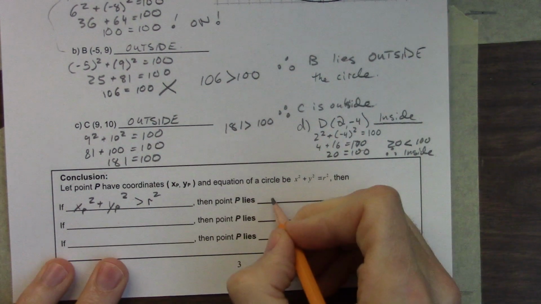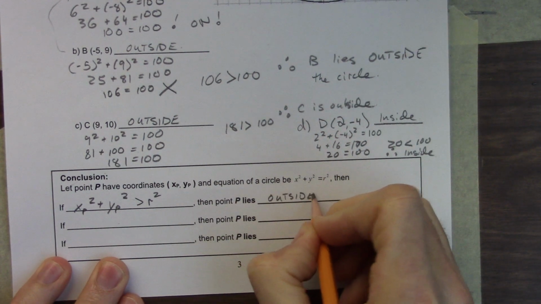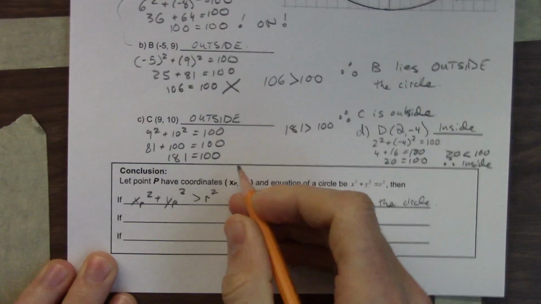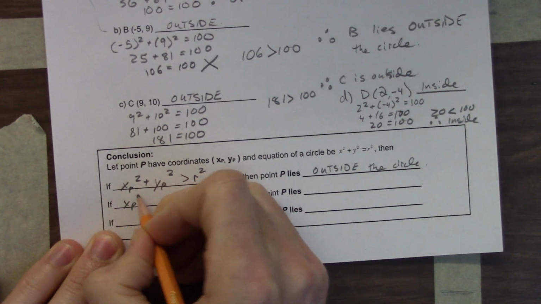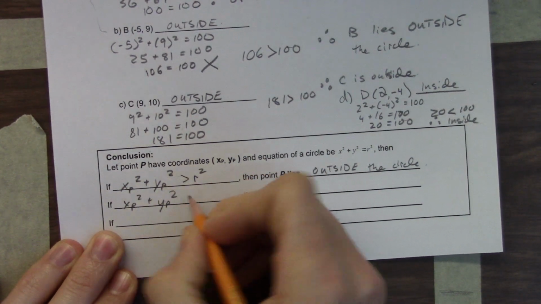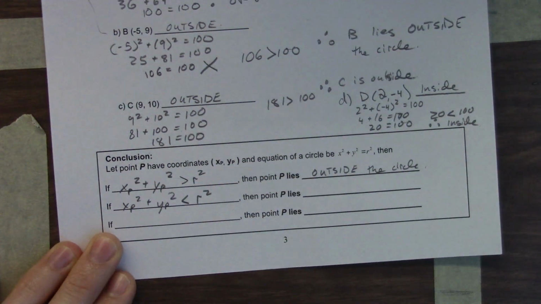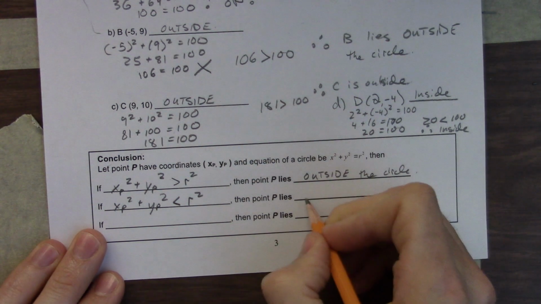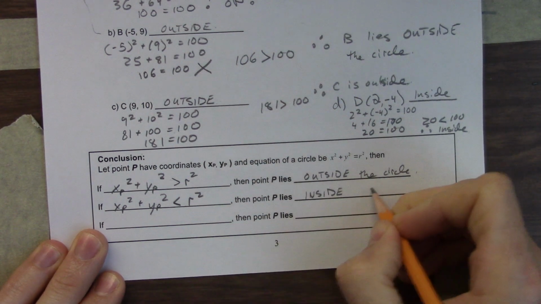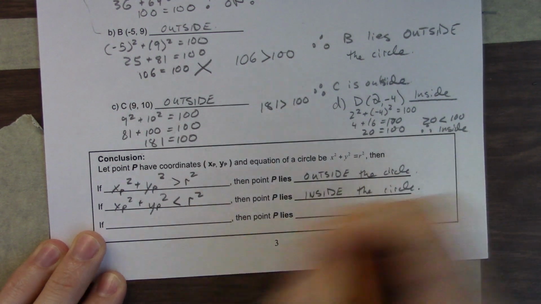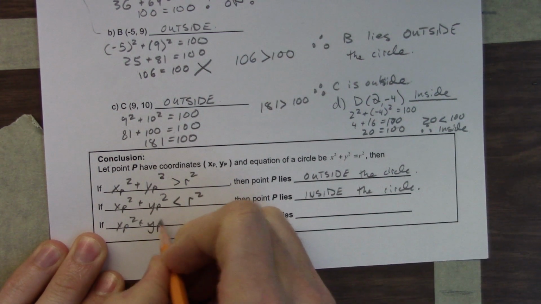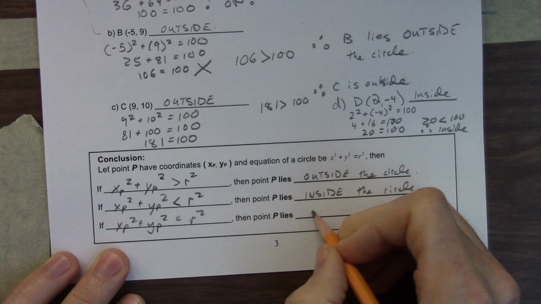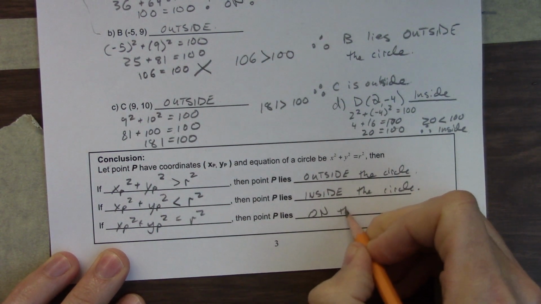Yeah, Adrian, yep. Okay, I'm gonna write it again now. If x_P squared plus y_P squared is less than r squared, it's going to be what? Inside. And finally, if x_P squared plus y_P squared is equal to r squared, then point P lies, Jadane, yep, on this circle.